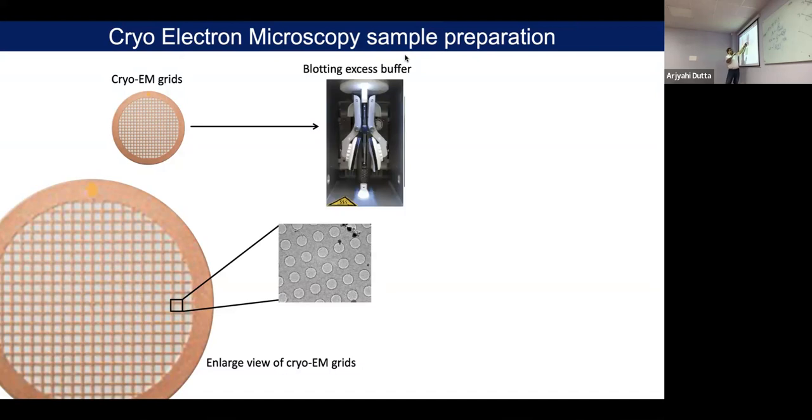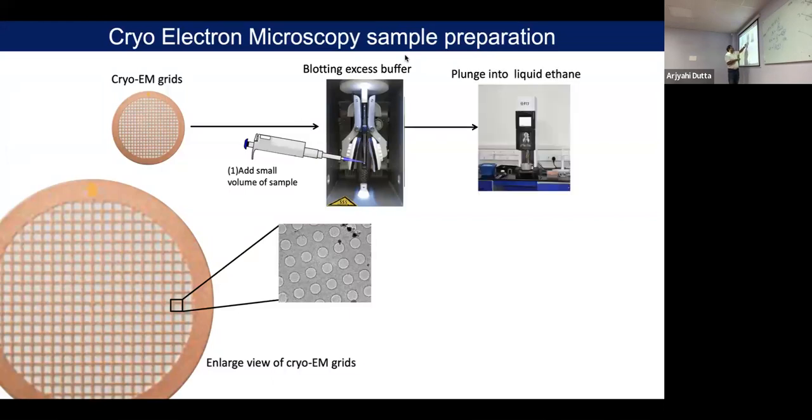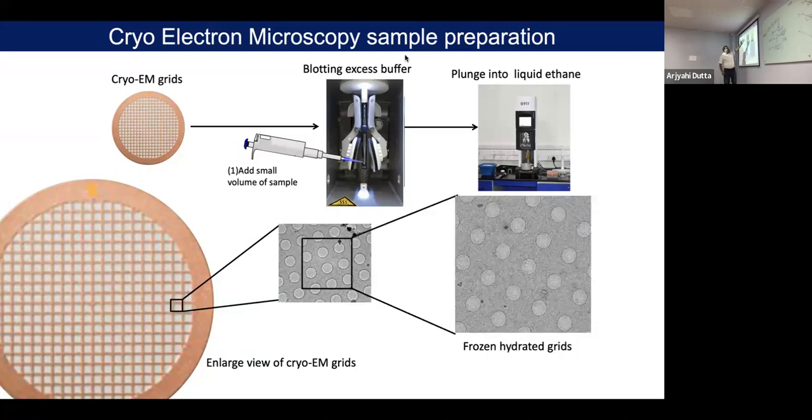What we are doing, we are using a Vitrobot, we are adding sample here. We blot the extra sample using this filter paper. I have a video, I'll just show you how to do this. Then when you quickly plunge it into liquid ethane, it will form amorphous ice inside that.